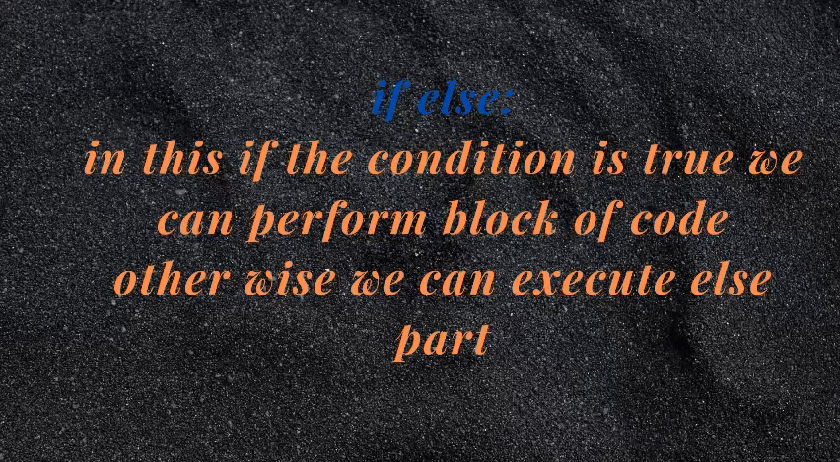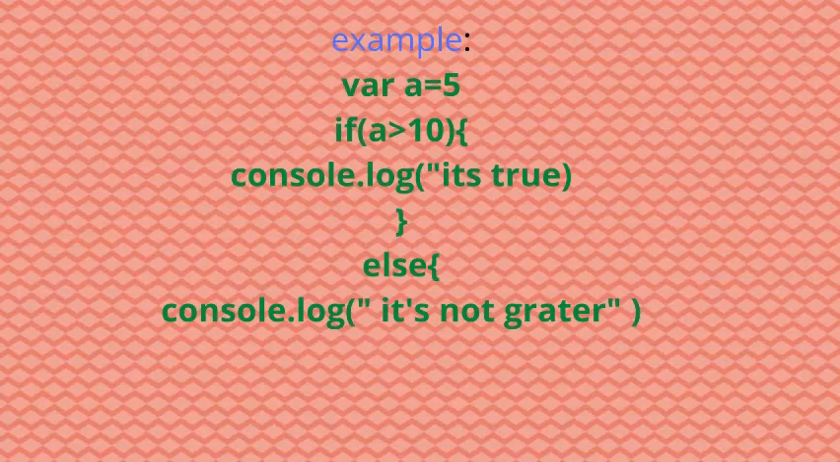Now we have to know about the if else. In this, if the condition is true, we perform the block of code. Otherwise, we can execute the else part as shown in the example.